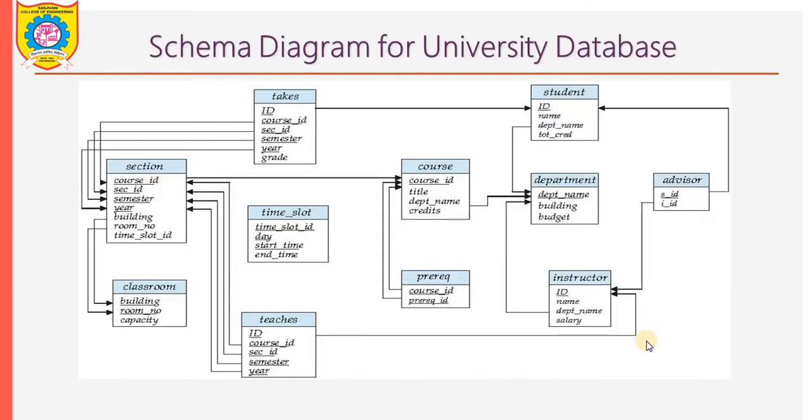Let us see once again the diagram of the university database schema. That schema diagram we are going to use throughout this course. We have the takes table, student table, course table, department table, advisor table, instructor table, prereq table, time slot, section, classroom and teaches.